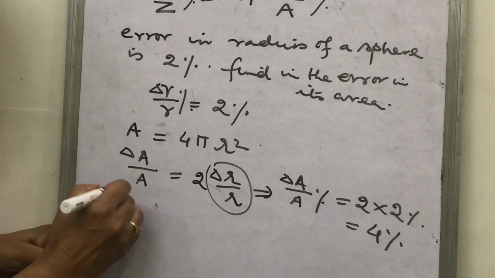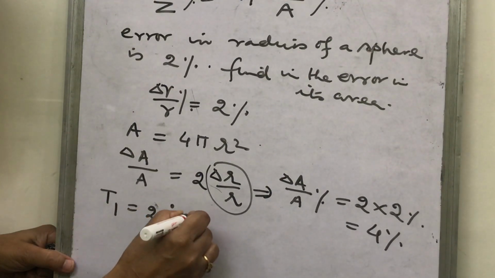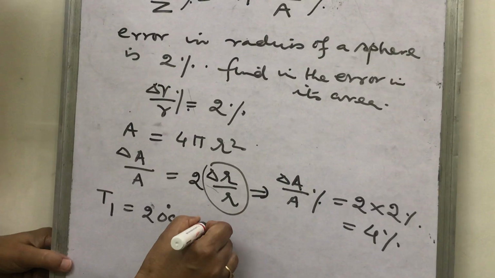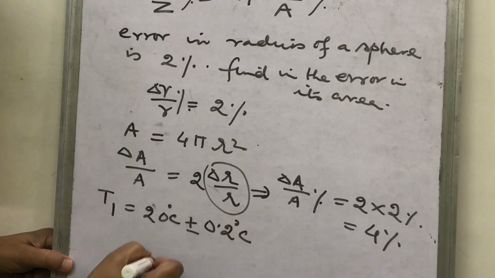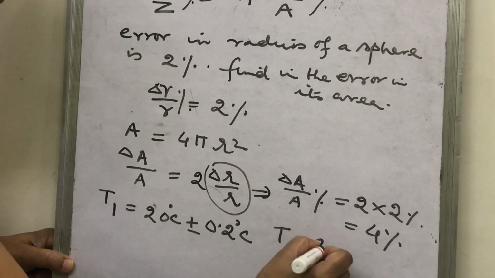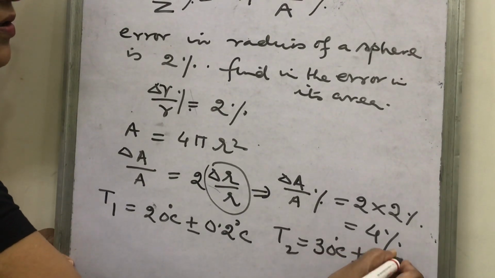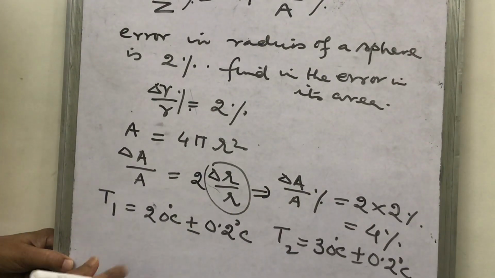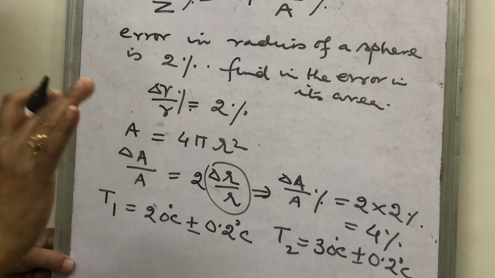So many examples. There is a thermometer which reads 20 degrees Celsius plus minus 0.2 degrees Celsius, and another thermometer reads 30 degrees Celsius plus minus 0.2 degrees Celsius. Find the difference in the temperature. Now look, it is asked to find the difference.